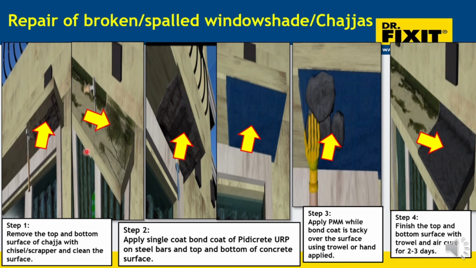Now you have cleaned it and removed everything. Now the surface is ready, the bond coat is applied. Now make PMM, and when the bond coat is tacky, apply this PMM on that, and finally finish the top and bottom surface with the trowel and air cure for 2 to 3 days. So this is a small process of general repair, how to repair window chhajjas and broken slabs.